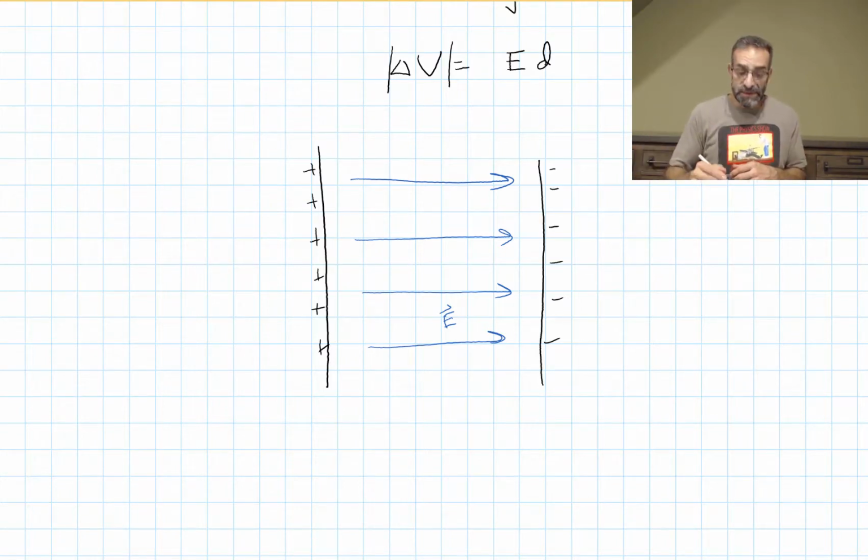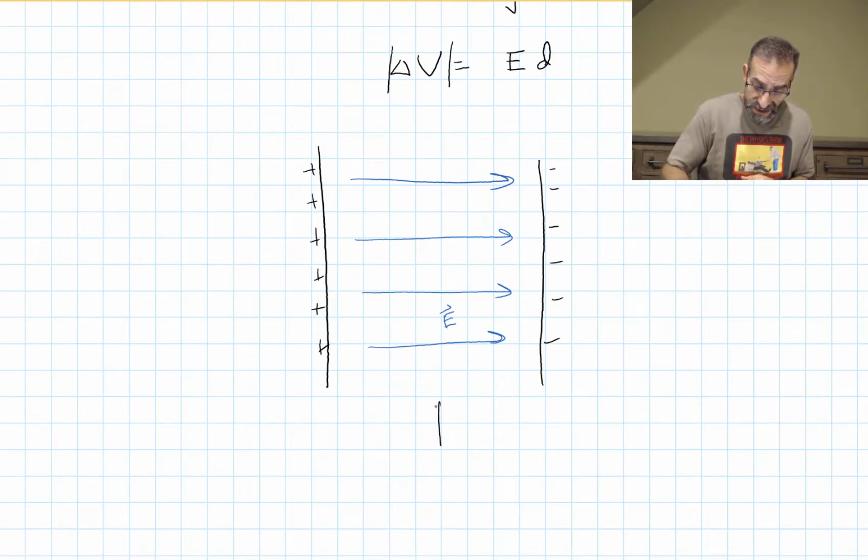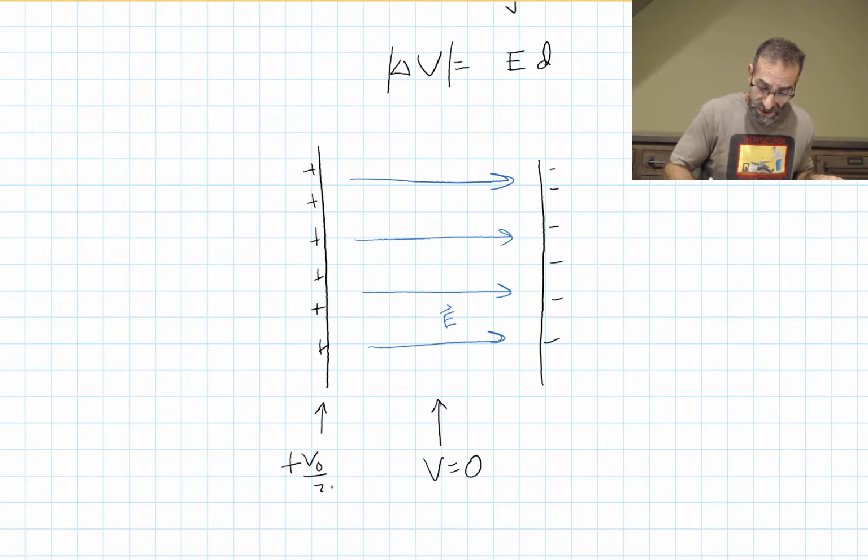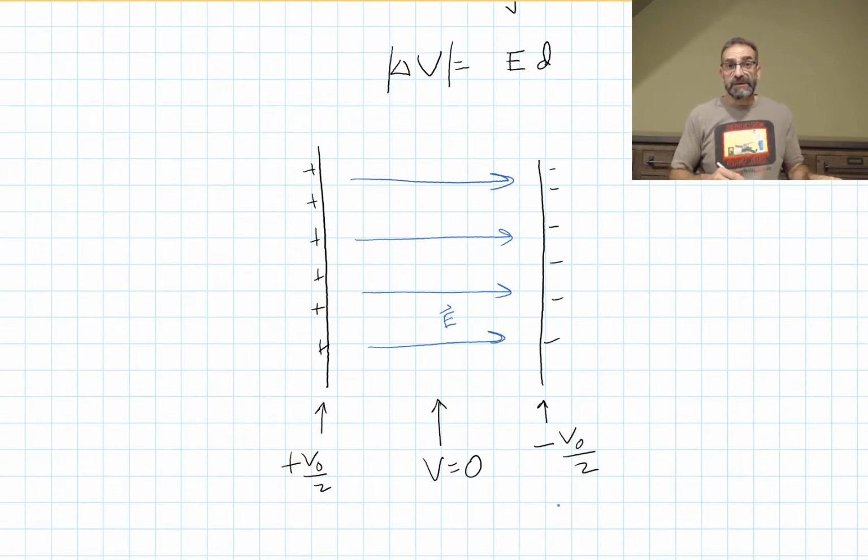What if I told you the potential was 0 exactly halfway between the two plates? Then we would know that the potential on the left plate, the positive plate, is positive V0 over 2, and the potential on the negative plate would be negative V0 over 2. There's a potential difference of V0 that was given, and once we know where 0 is, we know how to find the potential on each of those plates.